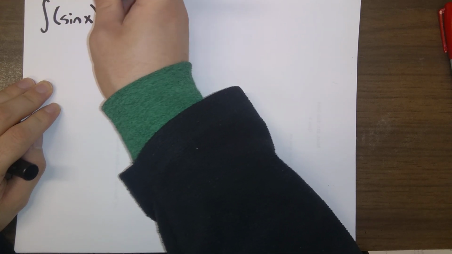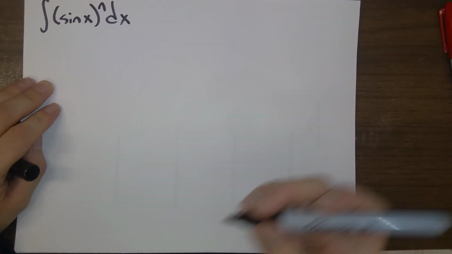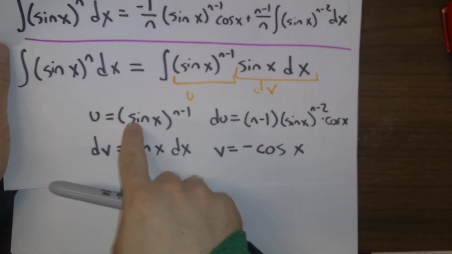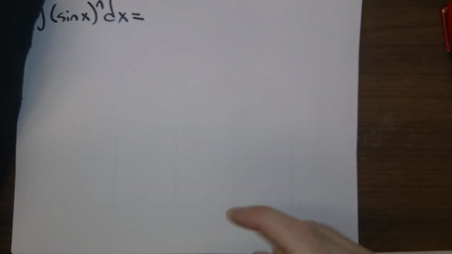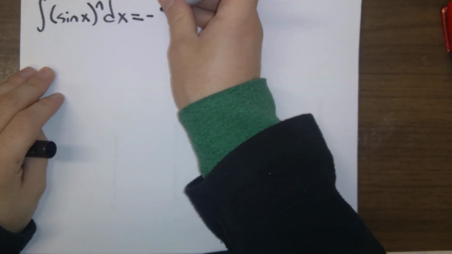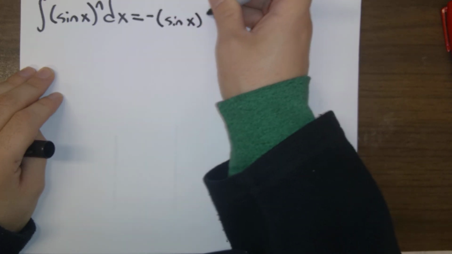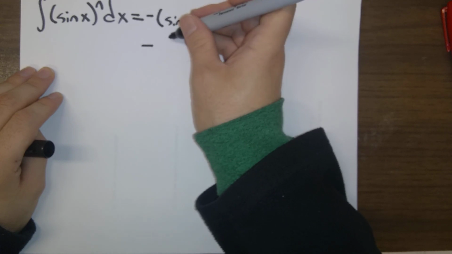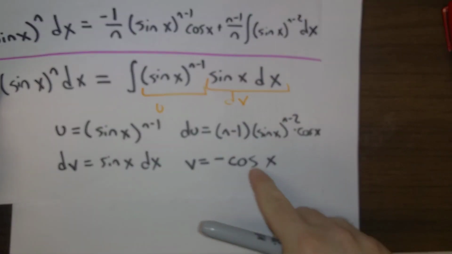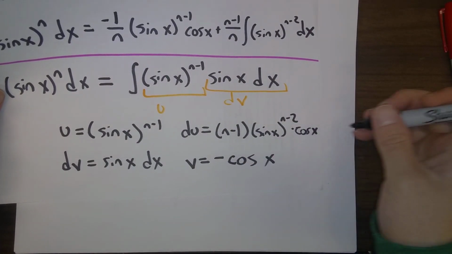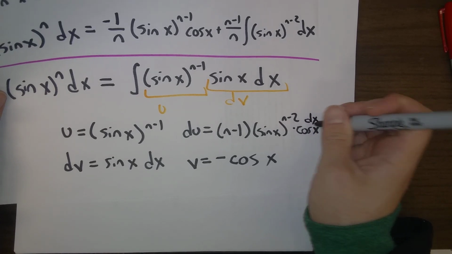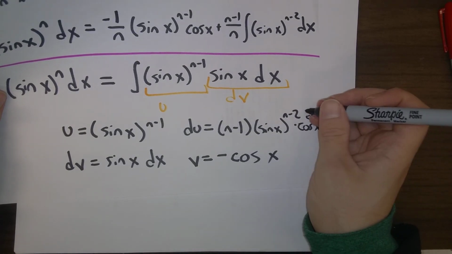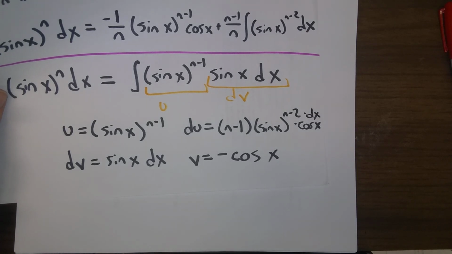So recopying, this is what we are aiming for here. It is u times v, so that's minus sine x raised to the n minus 1 power times cosine x, minus the integral of v du. And I have forgotten a little dx there. Can't forget that du needs to be written in terms of dx. Sorry for the mistake.